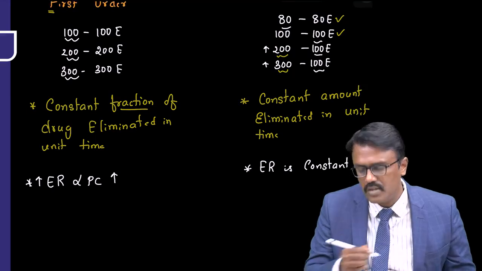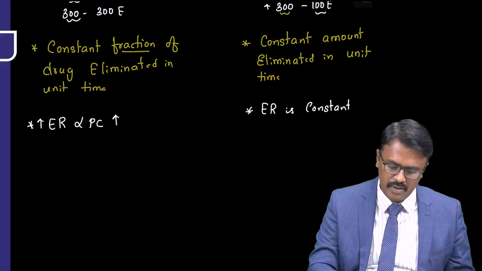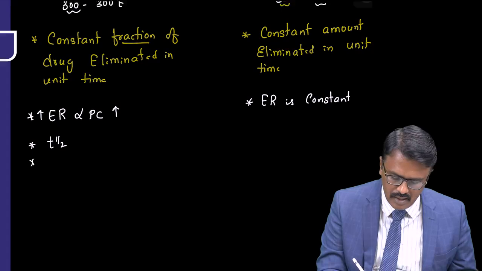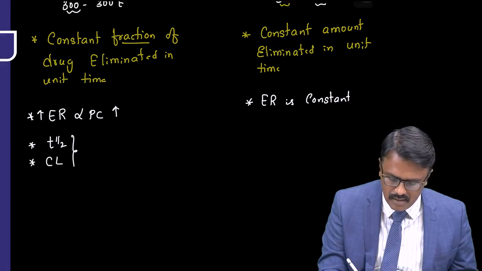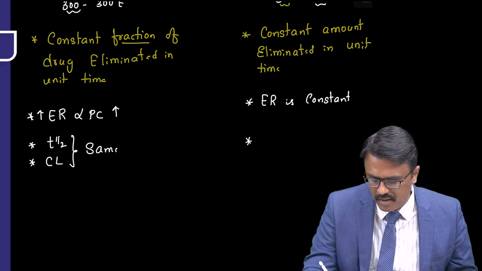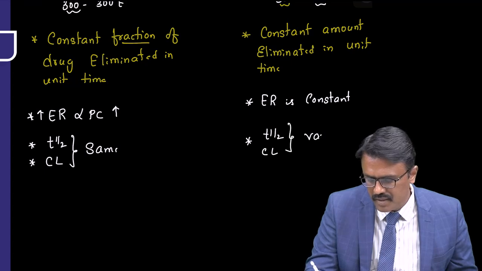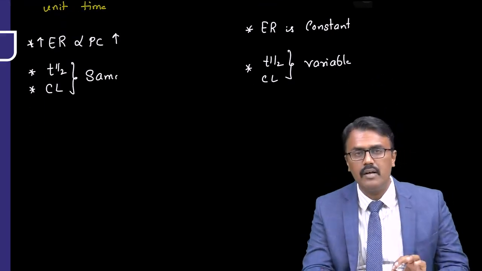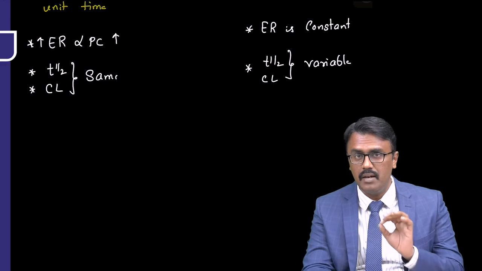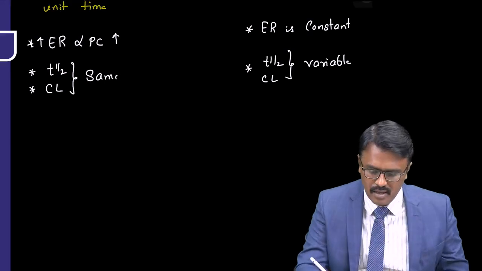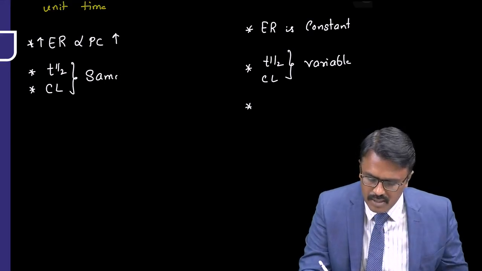What about half-life, sir? Half-life and CL, which stands for clearance, are the same in first order. Sir, what happens to half-life here? Half-life and clearance are variable. They are not the same in zero order. Please remember, in zero order, half-life and clearance are variable. I will explain that, don't worry. Write down now. Understand the basics.